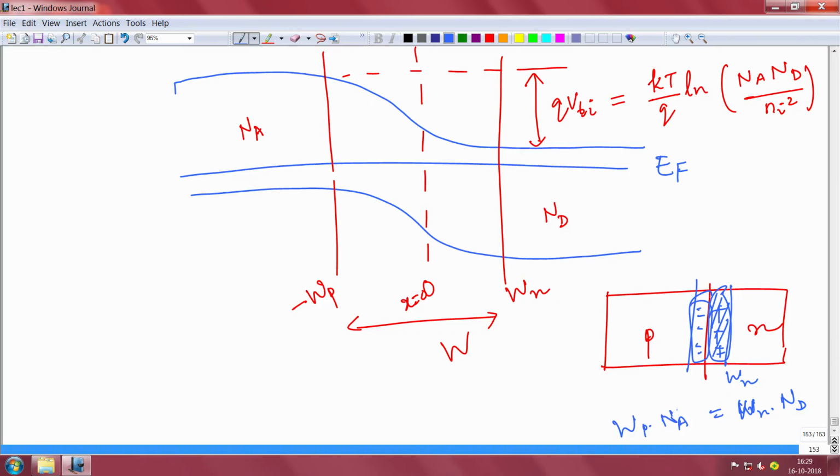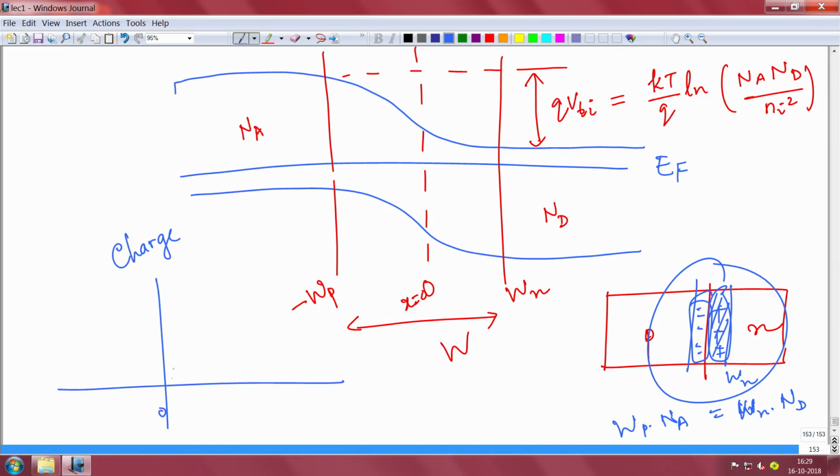Now if you draw the charge diagram of this, you will see that this is x equal to 0, this is x equal to Wn, and this is x equal to minus Wp. On the n side you have positive charge, plus plus plus, and this value is Nd. On the p side you have negative charge, this value is minus Na, extending to minus Wp, so you have minus minus minus. The area under this and the area under this have to be the same. That is what we have done with this.